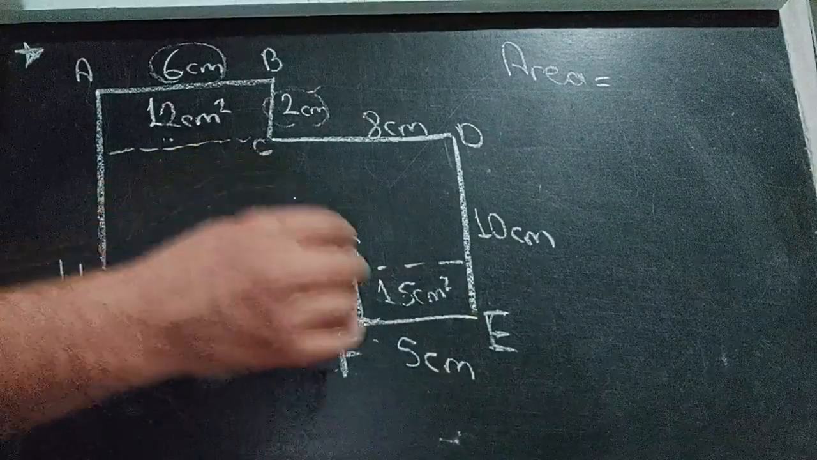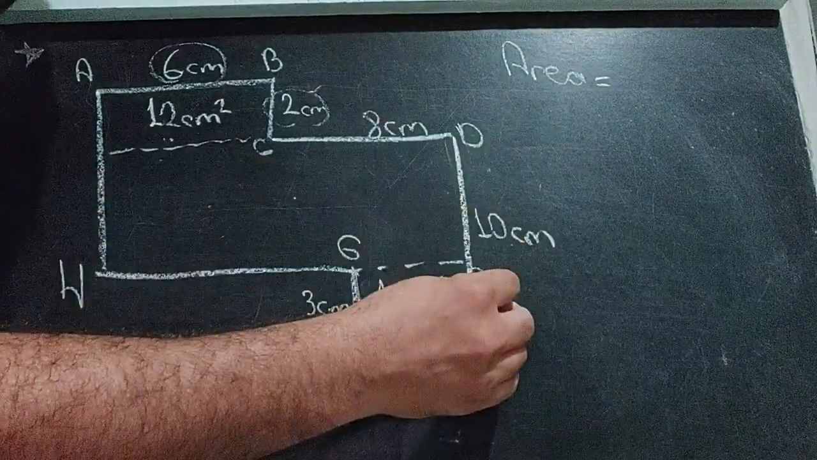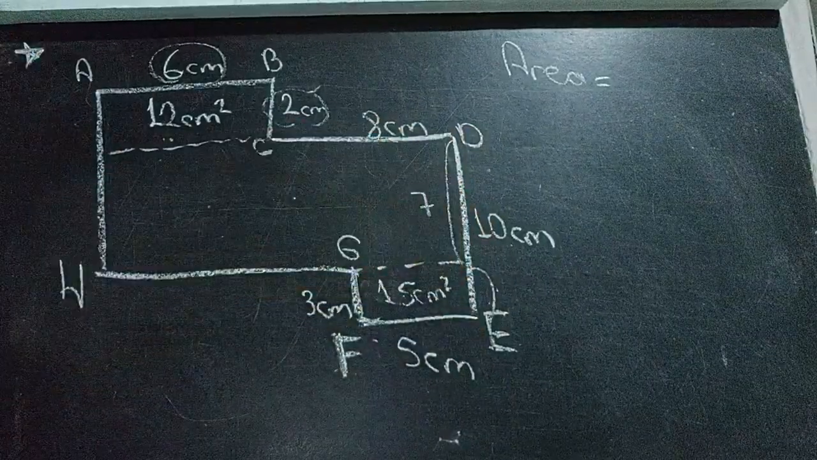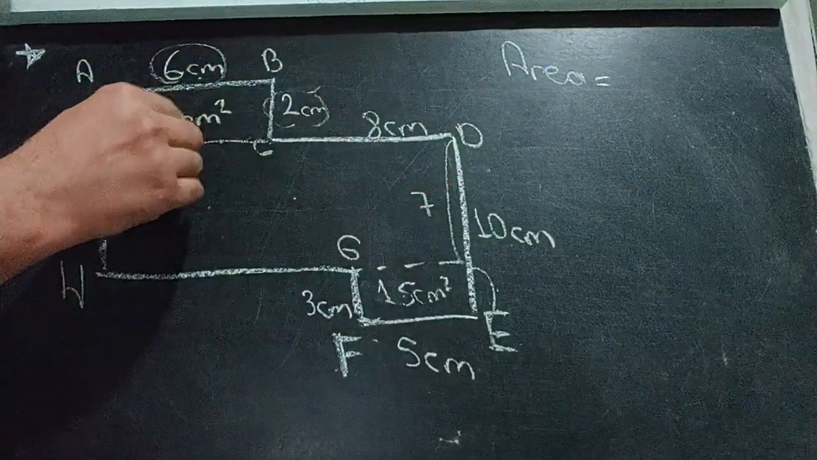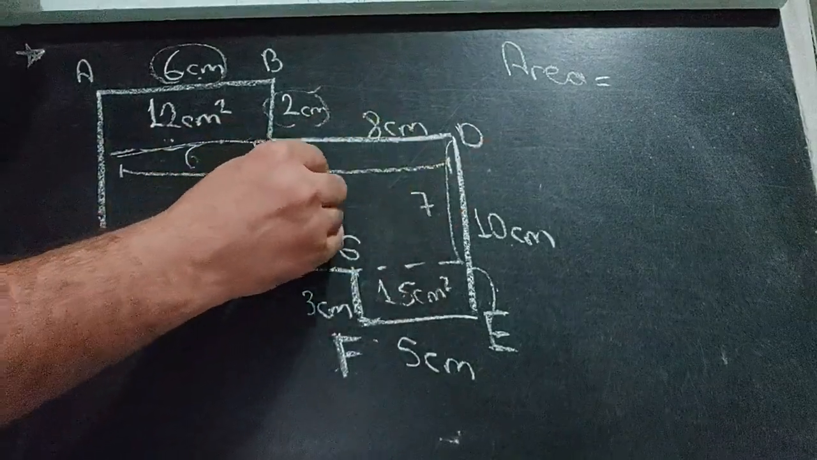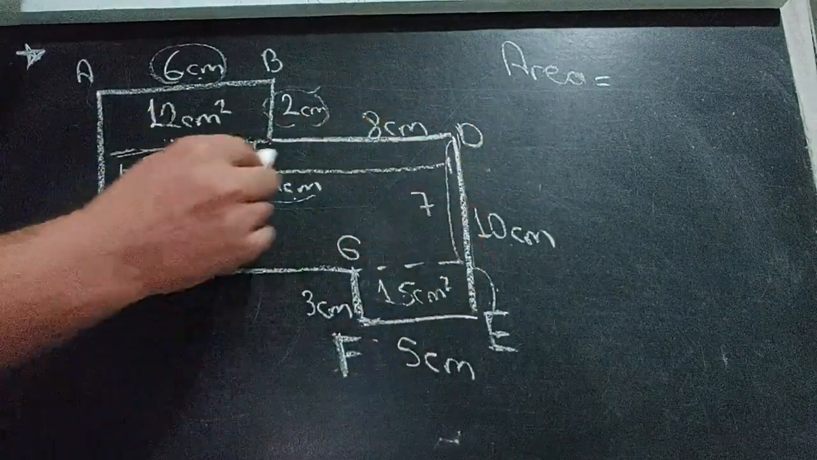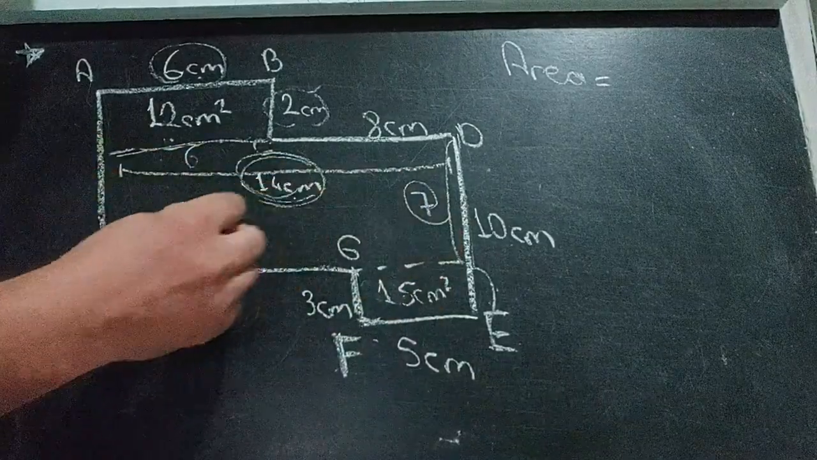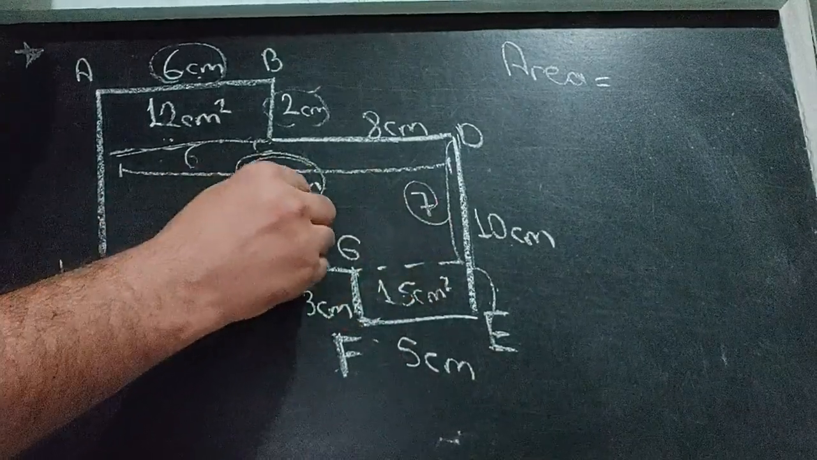And for this part, if this one is 3, this will be 3, and DE was 10. If the small part is 3, there will be 7 for this part. And this one is 8, and this will be 6. So I will have 14 centimeters there. So now the area of this part is going to be 7 times 14. Right, that will give me 98 centimeters squared.